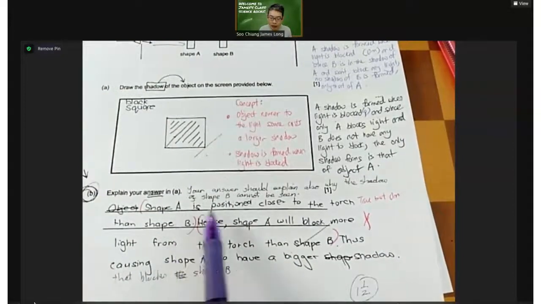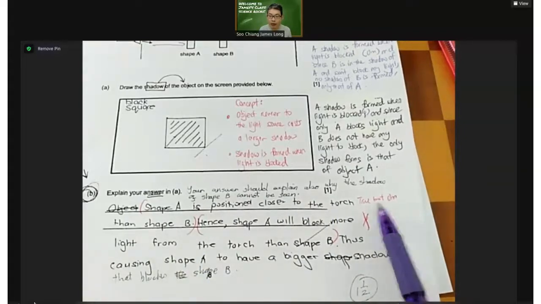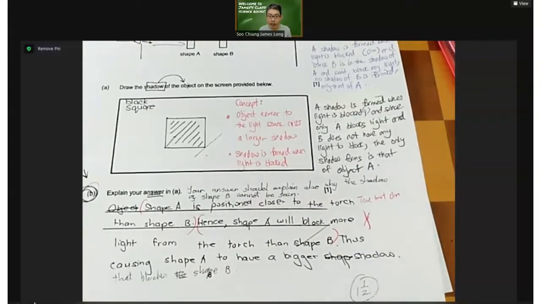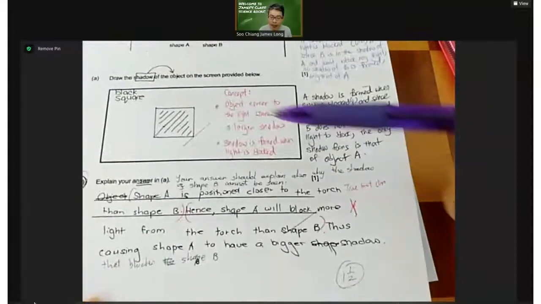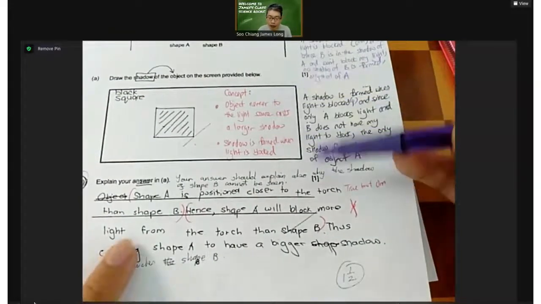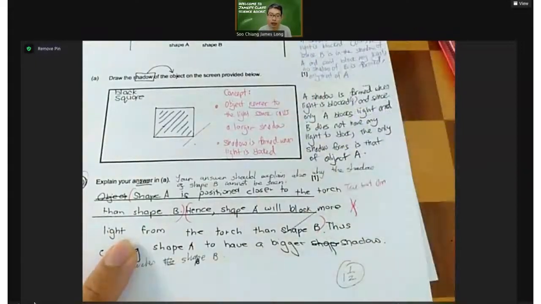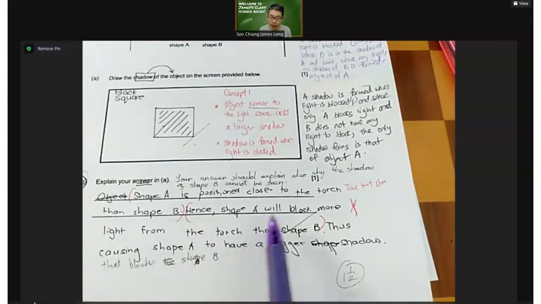You said A is positioned closer to the torch than B. That's true, but that's 0 marks. True, but 0, because you are stating an observation. You haven't linked to any science concept yet. You mentioned it's nearer, but so what if it's nearer, in terms of light and shadow? Hence, shape A will block more light from the torch than shape B.